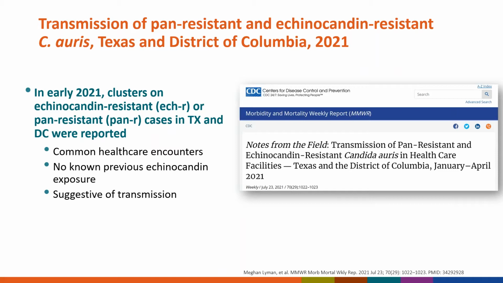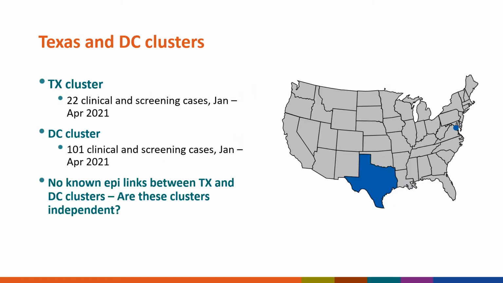And this was something that we wondered, well, is it just that we don't have it in the epi data? Is it not available? Is this really happening? And is this suggestive of transmission? So that was one of the first questions. The second question was, these clusters are happening pretty much at the exact same time, around January to April, and they're very distinct geographically. So are these clusters appearing simultaneously and independently, or are there epi links that we just don't know about? Because at that point, we didn't have any epi links that would connect these two clusters.